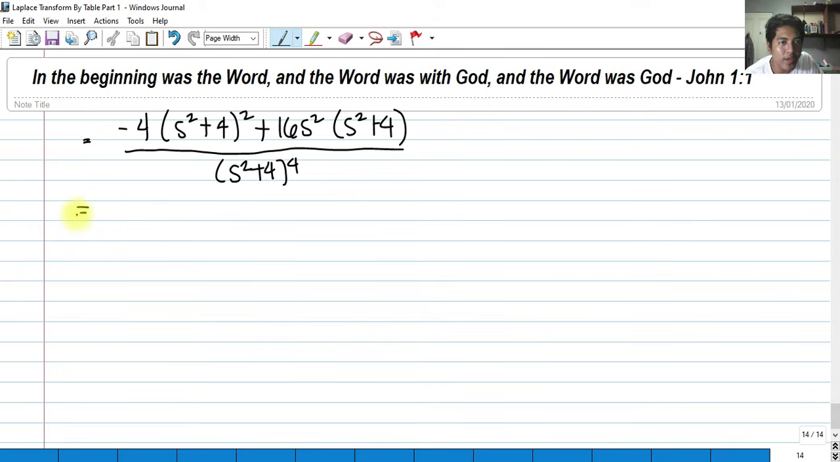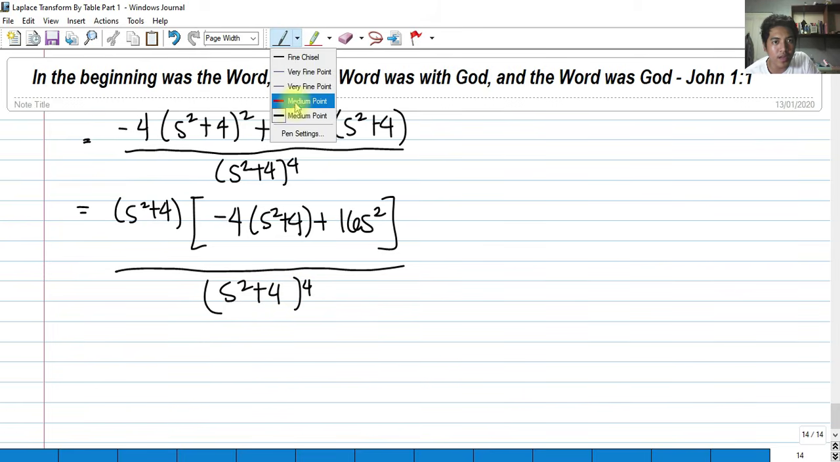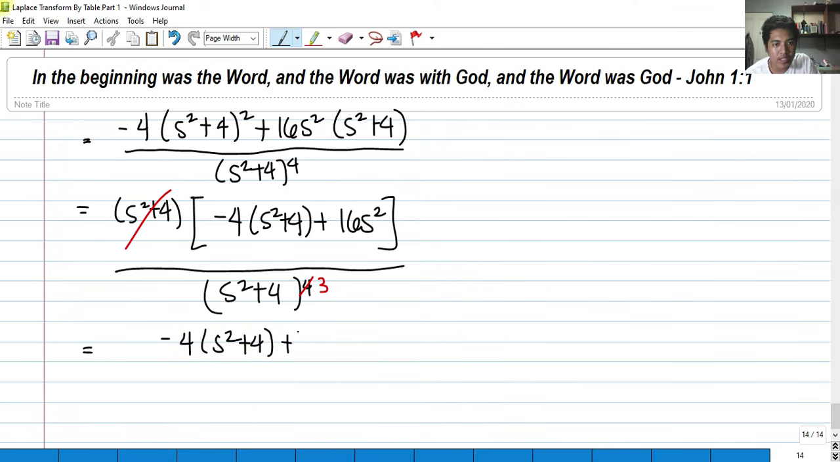As you can see here in the numerator, this term has a common factor of s squared plus 4. We can factor that out. So this would be negative 4 times s squared plus 4, plus 16s squared, over s squared plus 4 raised to 4. So this would cancel one s squared plus 4, and the denominator becomes cubed. We have negative 4 times s squared plus 4 plus 16s squared over s squared plus 4 raised to 3.